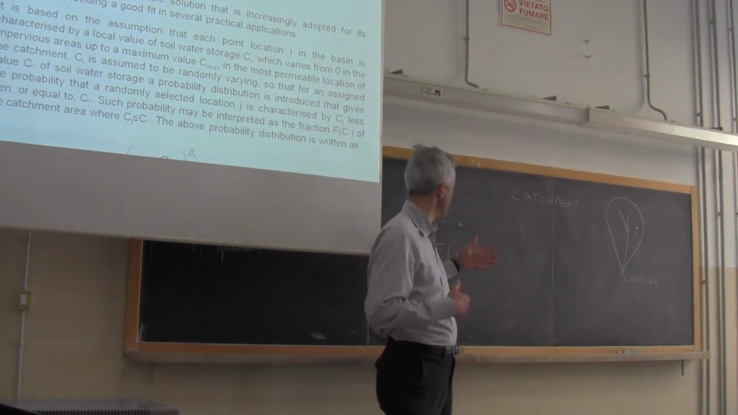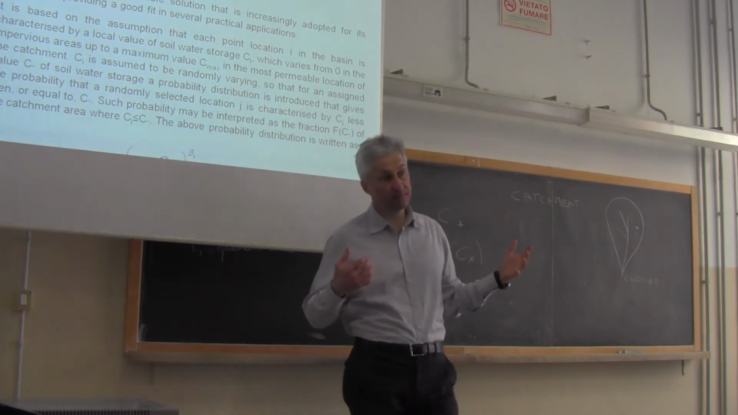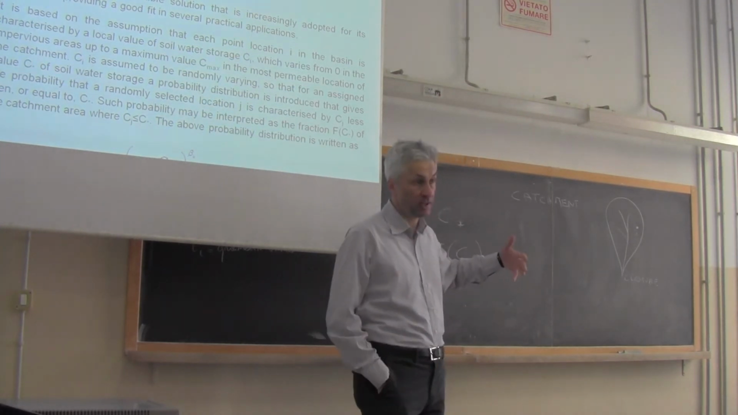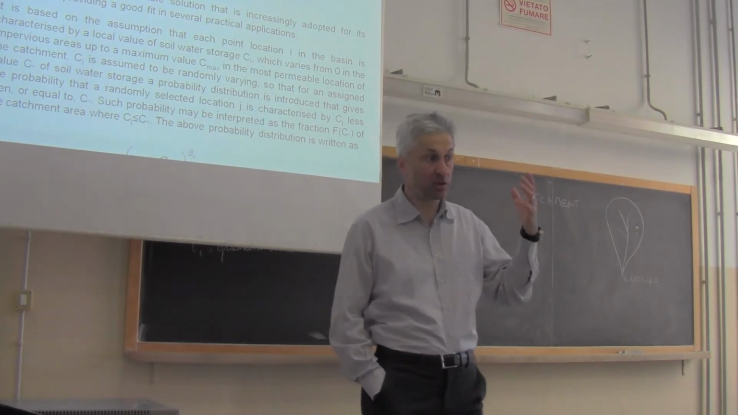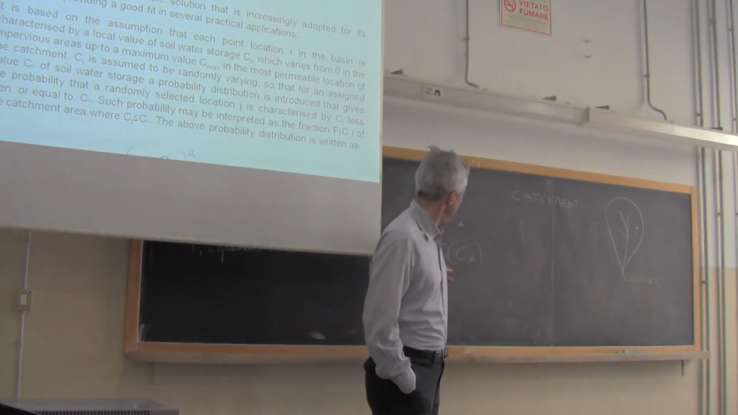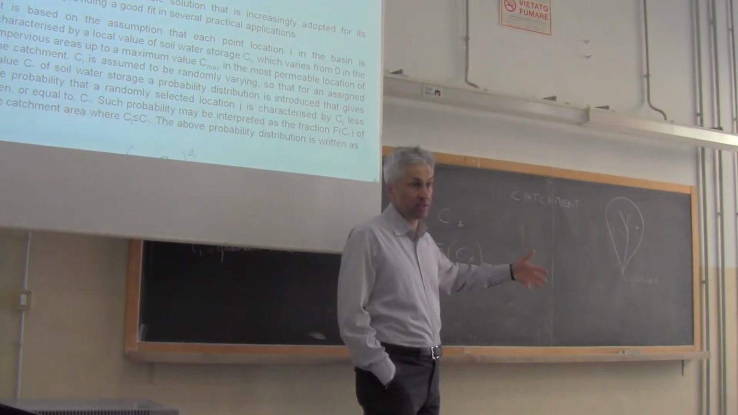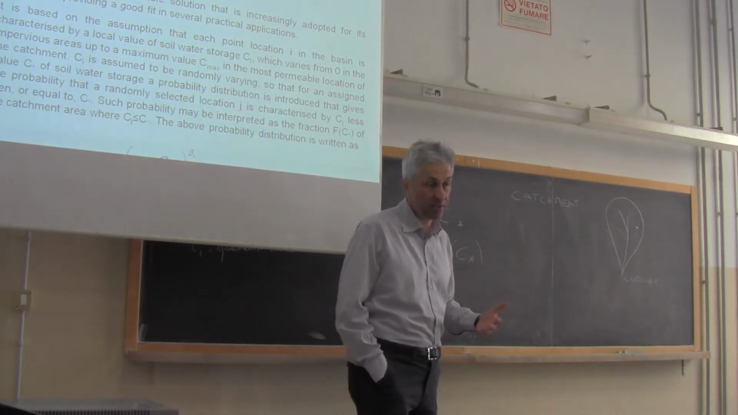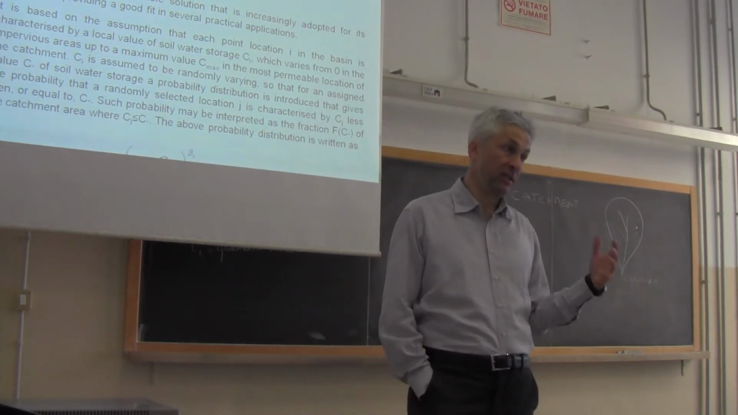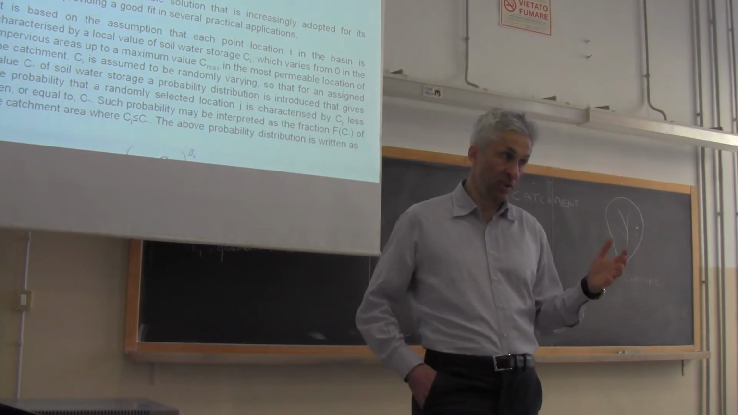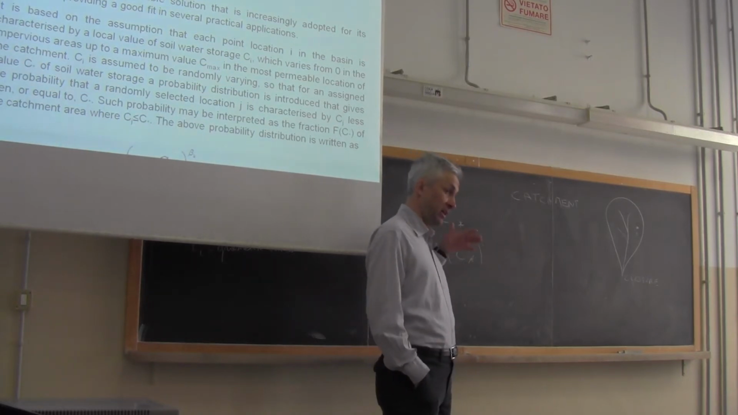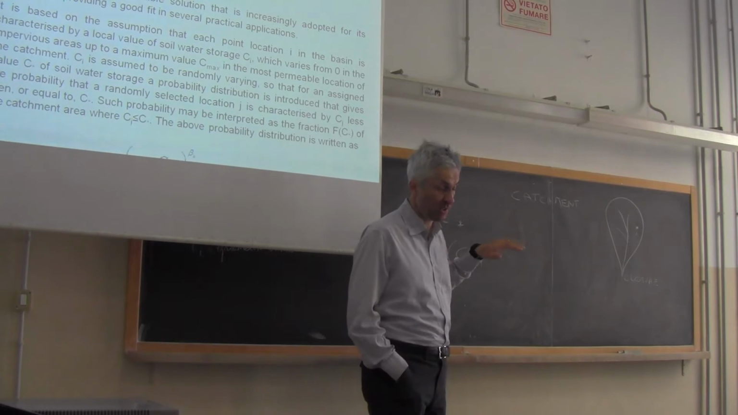So as I said, if I take a storage like C star equal to 200 millimeters, and I say that F of 200 millimeters is 1, it means that everywhere in the catchment I have a storage that is lower than 200 millimeters. If I say that F of, let's say, 10 millimeters is 0, it means that everywhere in the catchment I have a storage that is higher than 10. So this is the meaning of F. It's the frequency with which, again, I find in the catchment a storage that is lower than C star. Okay?